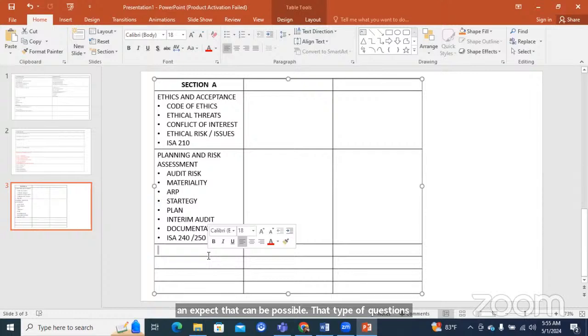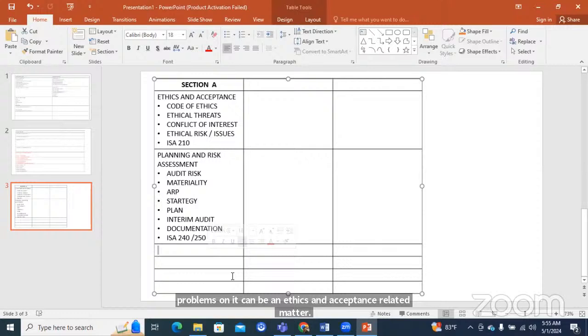Right? Third combination: how to combine section A case studies. There are 3 case studies possible. I'm trying to tell you how the examiner can cook up a case study, how the examiner can create a case study. The case body includes certain problems, right? So I'm discussing those problems only. It can be an ethics and acceptance related matter. It can be a planning and risk assessment related matter, right?